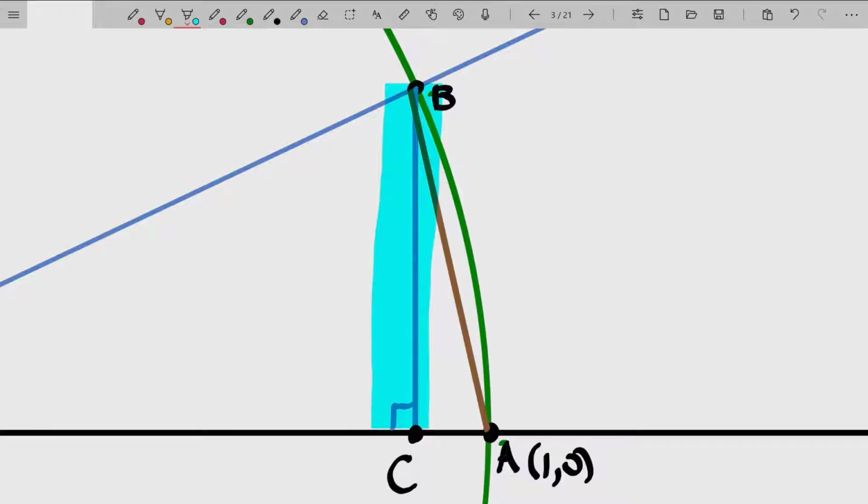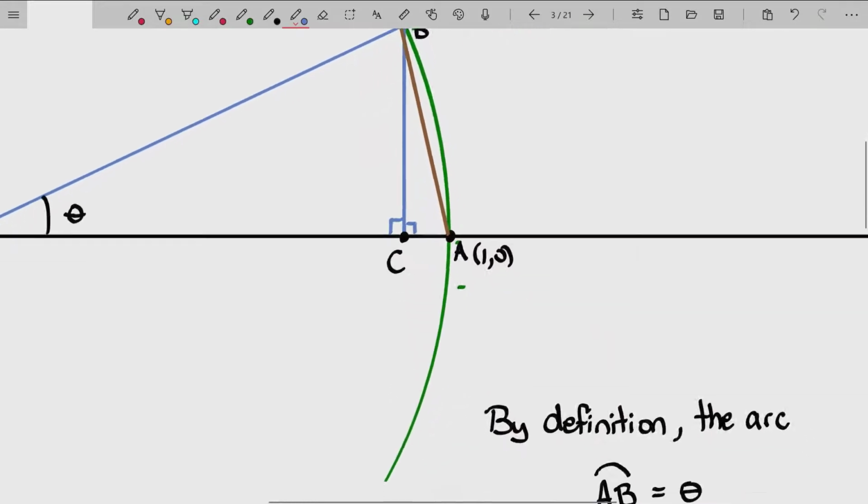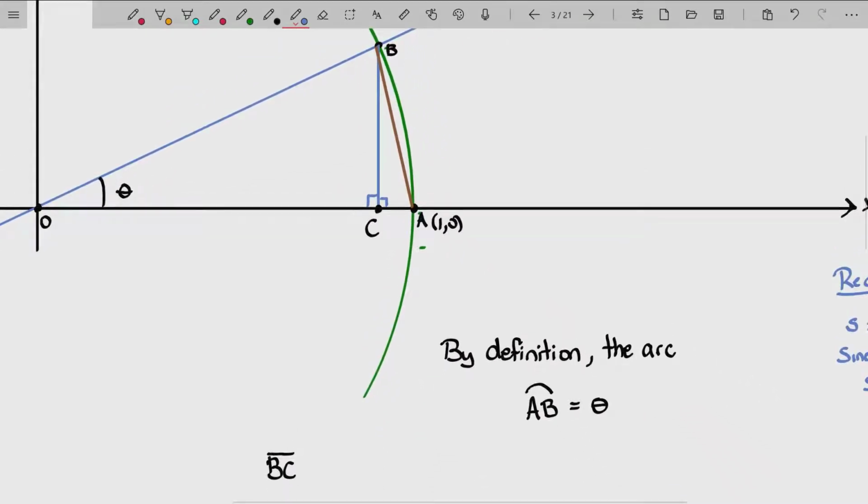That length should be less than the length from A to B, because that's the hypotenuse of an actual right triangle. There's a right triangle right here with side lengths AC and BC and hypotenuse AB. From geometry, we know the hypotenuse AB is longer than the altitude BC. So let me write that in: the length of BC should be strictly less than the length from A to B.